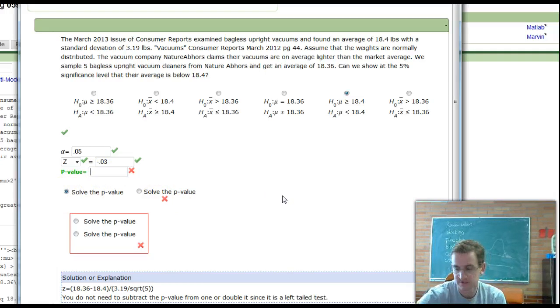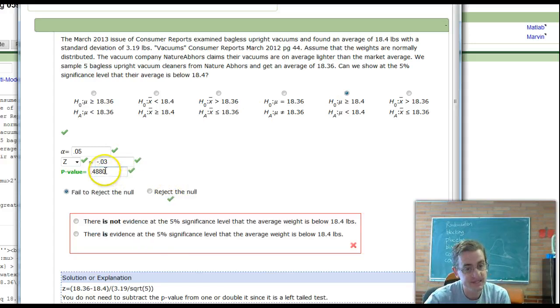P-value, 0.03. Hang on, now you look. Negative 0.03. 0.4880. And now I just, oh good, it's less than. If it was greater than, I'd have to do 1 minus this. If it was two-tailed, remember how you have to double it, all that stuff. But I lucked into that actually being the right answer.